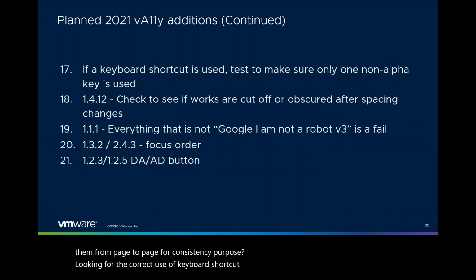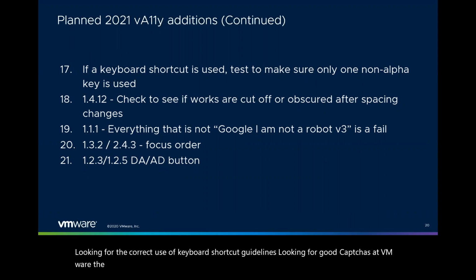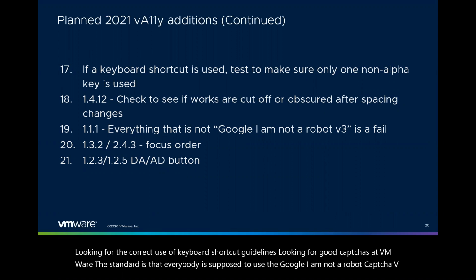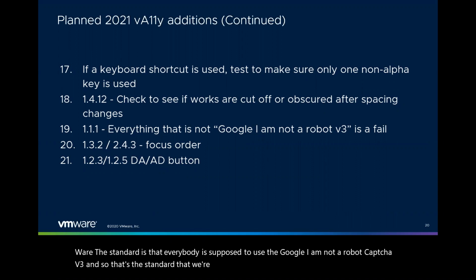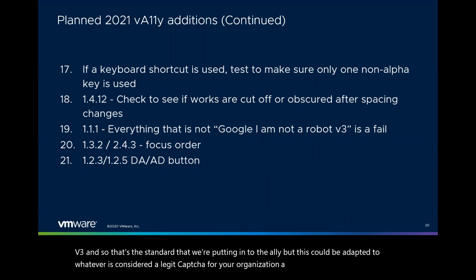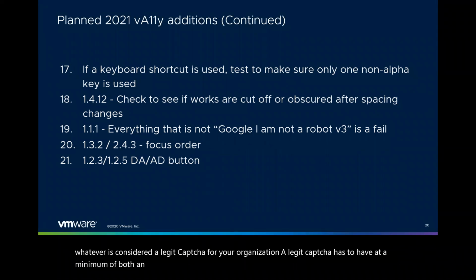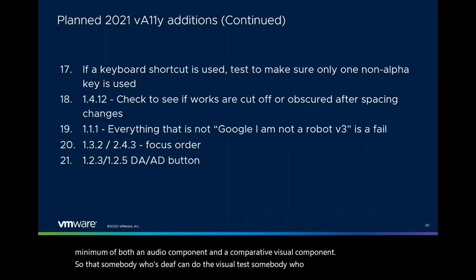Looking for good CAPTCHAs. At VMware, the standard is that everybody is supposed to use the Google "I am not a robot" CAPTCHA v3. And so that's the standard that we're putting into vAlly. But this could be adapted to whatever is considered a legit CAPTCHA for your organization. A legit CAPTCHA has to have, at a minimum, both an audio component and a comparative visual component, so that somebody who's deaf can do the visual test, somebody who can't see can do the audio test.